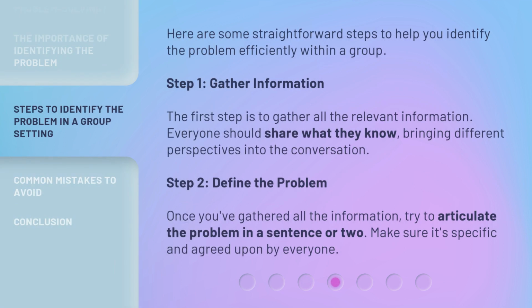Here are some straightforward steps to help you identify the problem efficiently within a group. Step 1. Gather information. The first step is to gather all the relevant information. Everyone should share what they know, bringing different perspectives into the conversation.